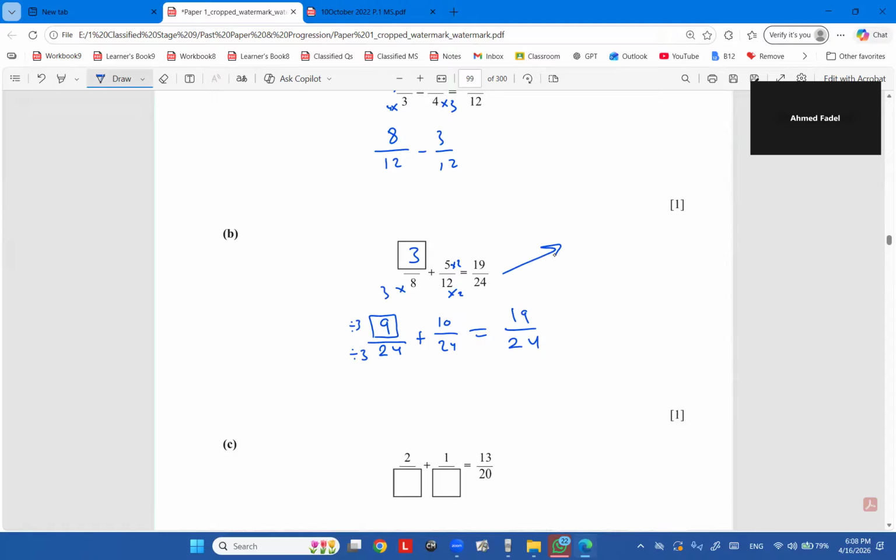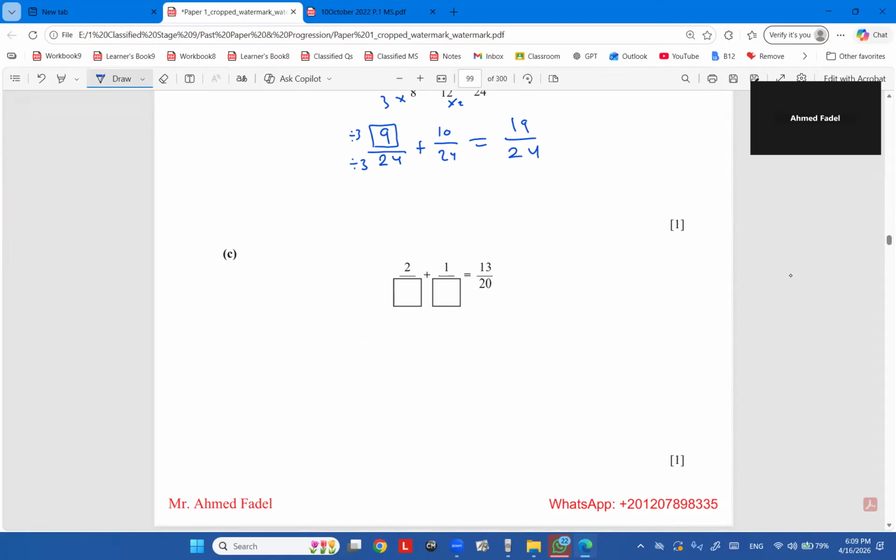Someone else might think about this way, saying 19 over 24 minus 5 over 12. This is going to give you also at the end, after simplifying, 3 over 8, after making the denominators the same. It's going to give you 3 over 8 as well.